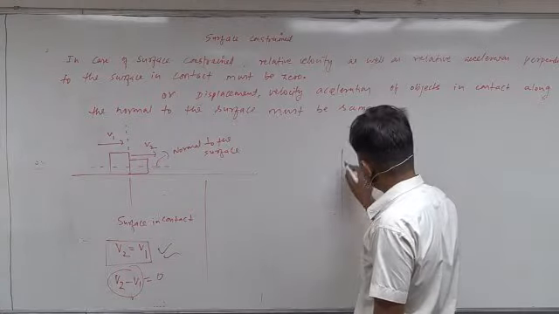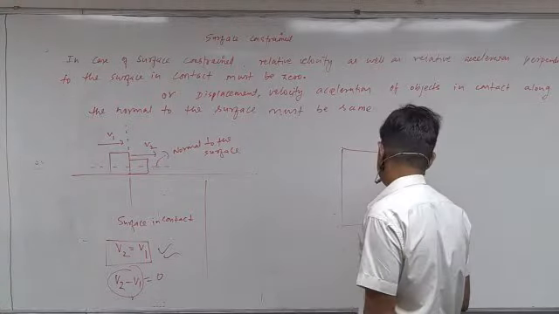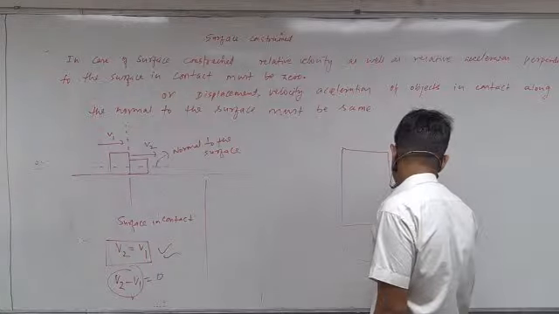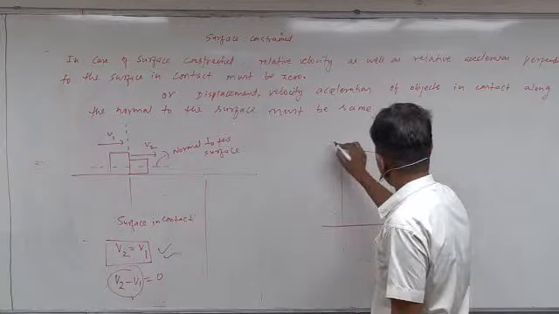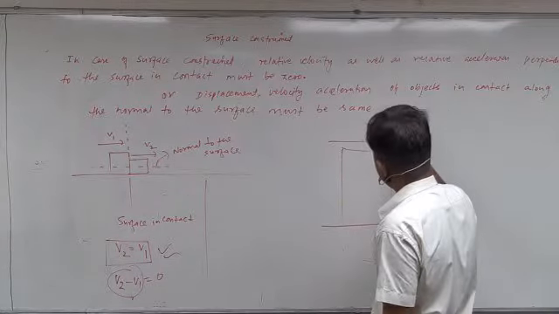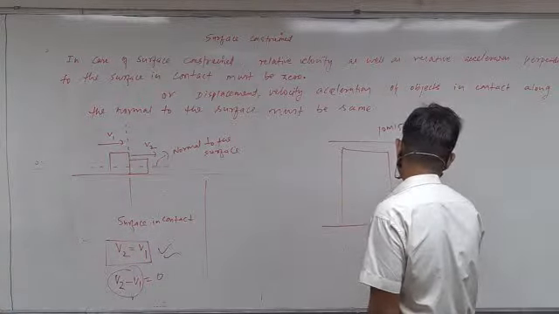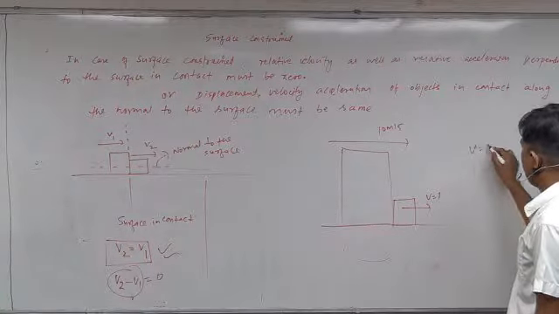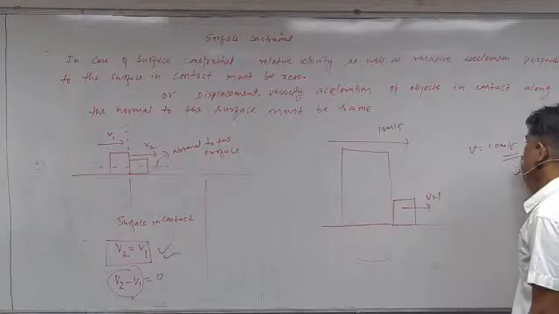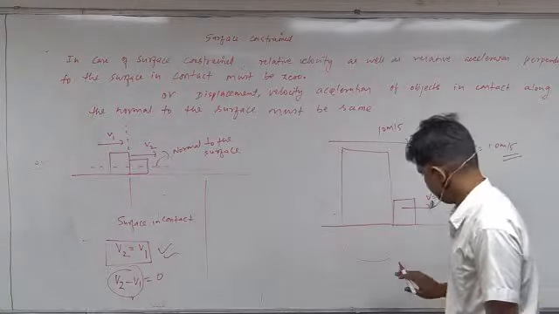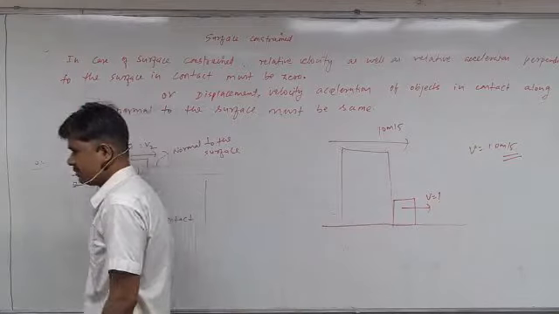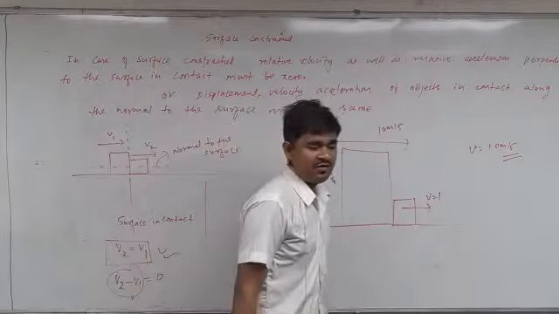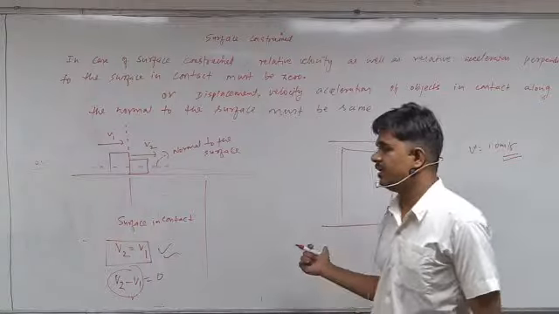For example, suppose this is an object and there is another object kept here. If I am saying this is moving in this direction with 10 meter per second, what will be its velocity? Its answer is very simple. That V must be equal to 10 meter per second. The simple problem. First you note it down, then I will give you a more complicated problem on this.